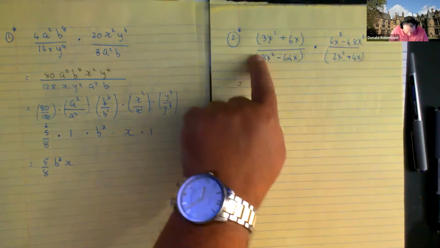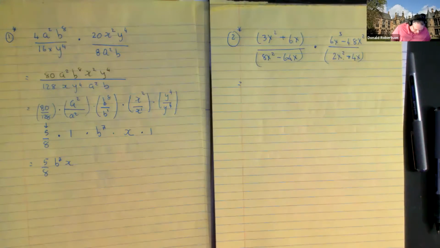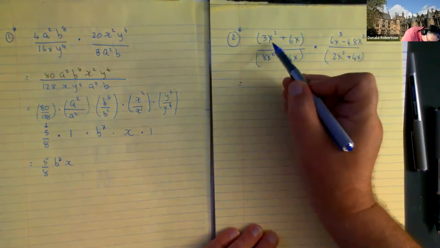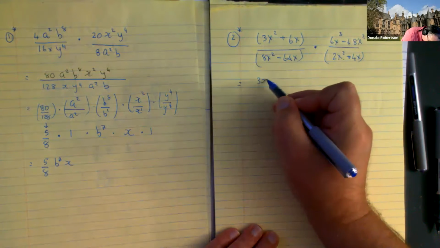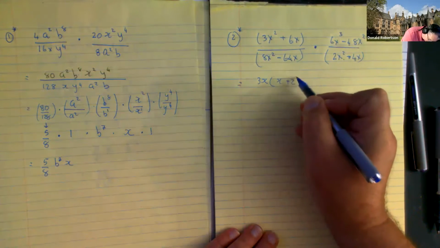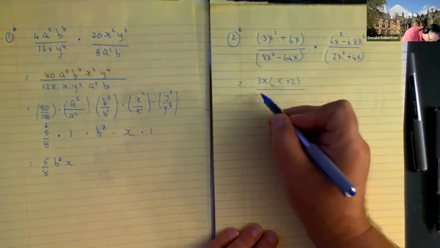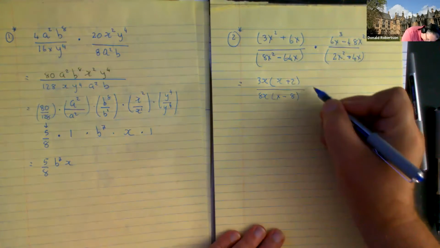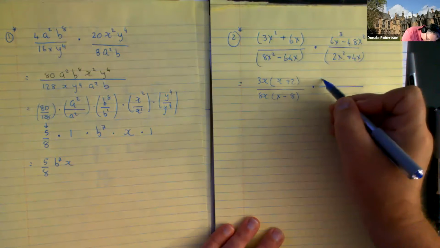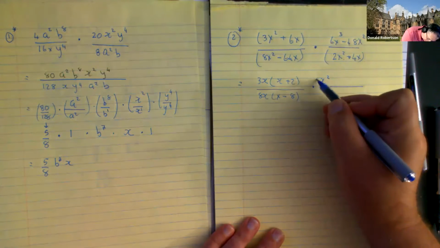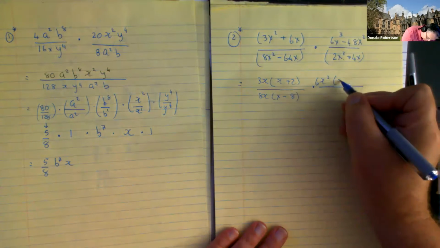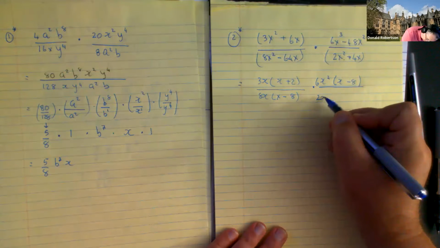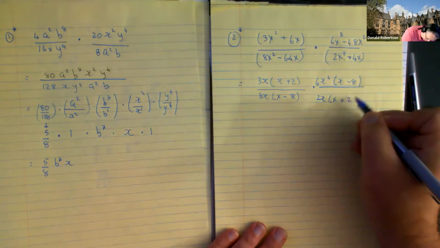Now we are going to multiply the top together, multiply the bottom together, and do all sorts of usual things. But before I even attempt to do that, and I'm certainly not going to distribute anything, I'm going to look at this and say, you can pull out a common factor of 3x, and that leaves you with x add 2. And you can pull out a common factor, in this case, of 8x, and that leaves you with x take away 8. And you can pull out a common factor of 6x squared, and that leaves you with x take away 8. And this one you can pull out a common factor of 2x, and that leaves you with x add 2.